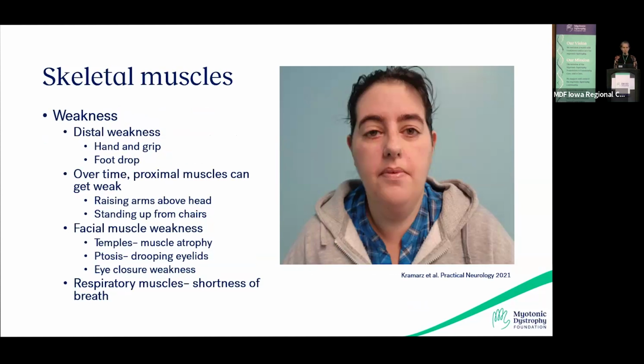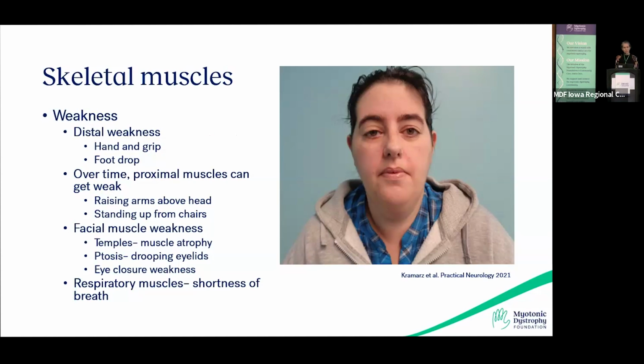Weakness is a part of myotonic dystrophy. With type 1, it's a distal weakness, and that means weakness in the hands, trouble with gripping things, and also foot drop. So foot drop is difficulty pulling the toes up, and that can make it hard to walk, and sometimes people feel like they're slapping their feet on the ground when they're walking.